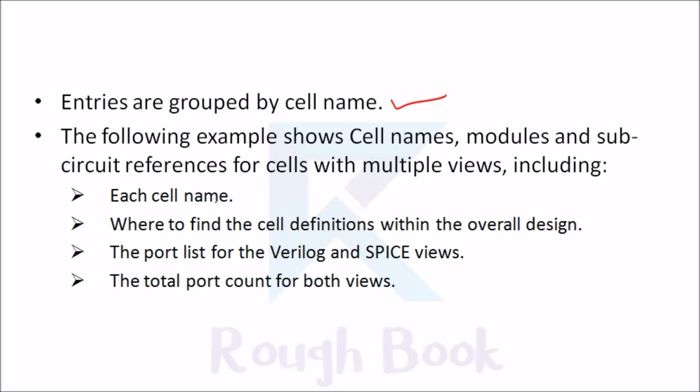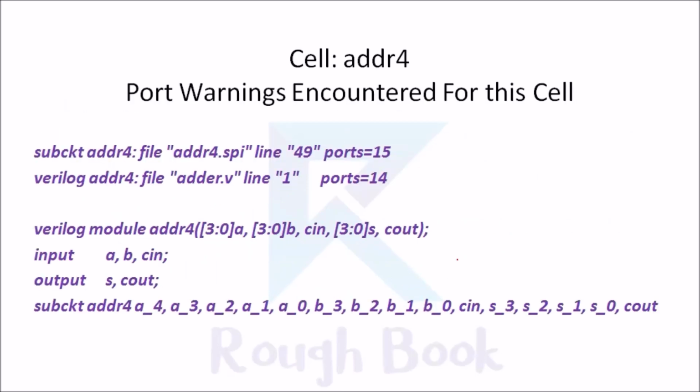It shows the cell name, modules, and sub-circuit references for the cells with multiple views, including each cell name and where to find the cell definition within the overall design. It also shows the port list for the Verilog and SPICE views, and the total port count for both views. This is the example, a cell of adder4. This is the port warning encountered for the cell, and a sub-circuit of the adder4 file.